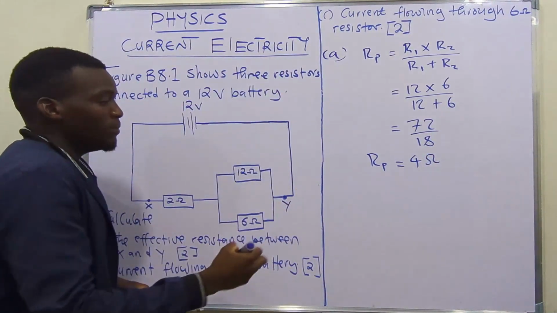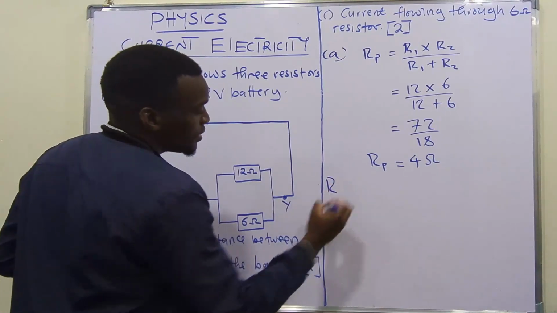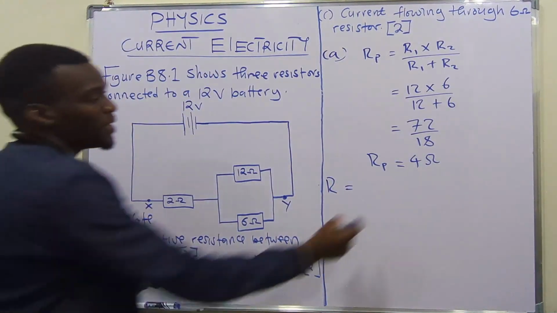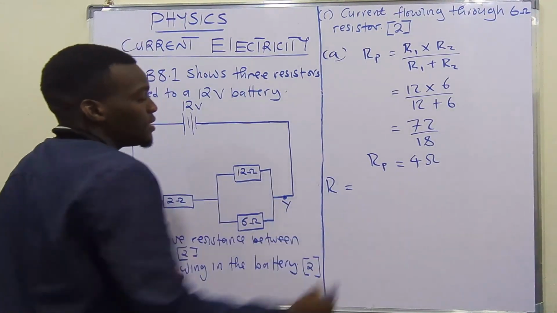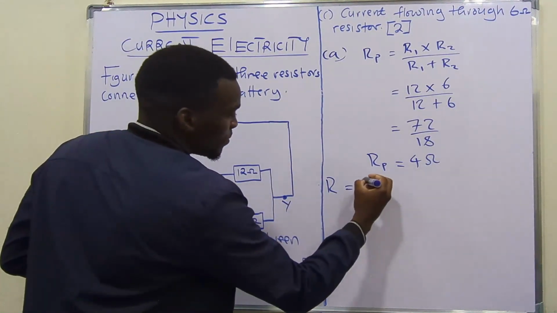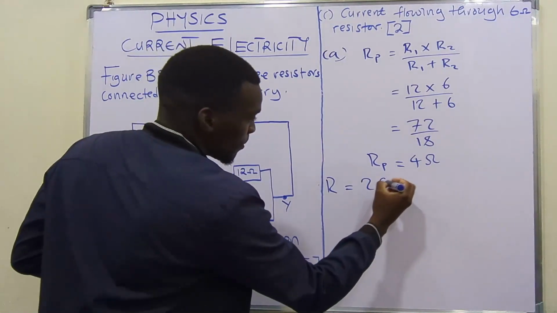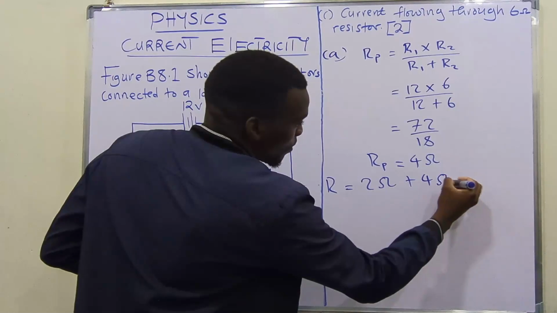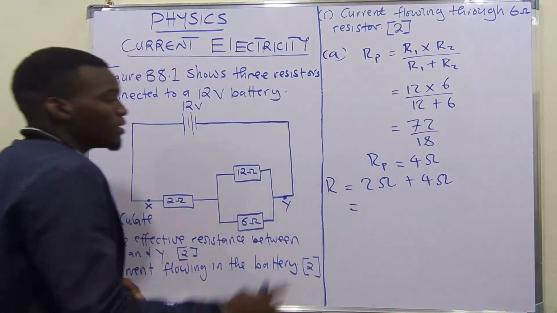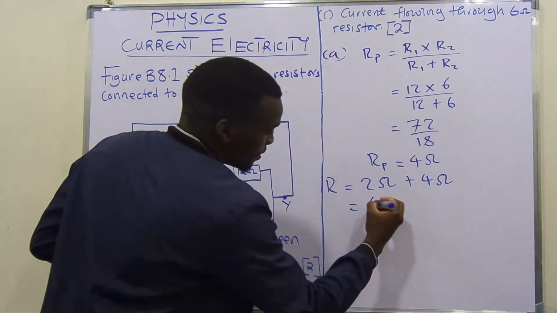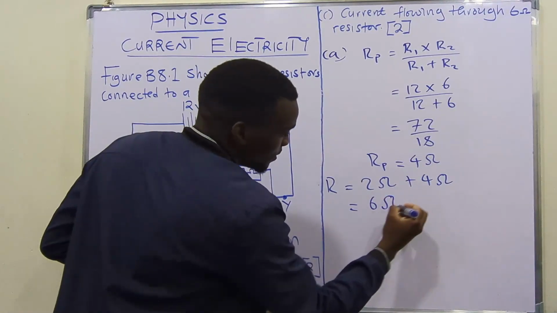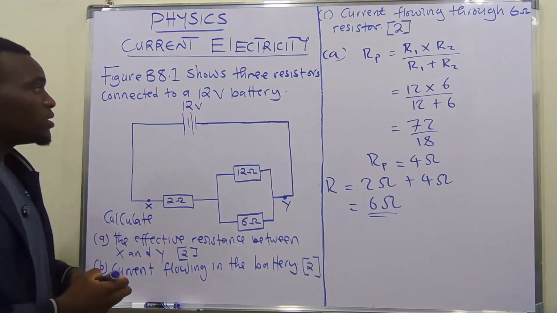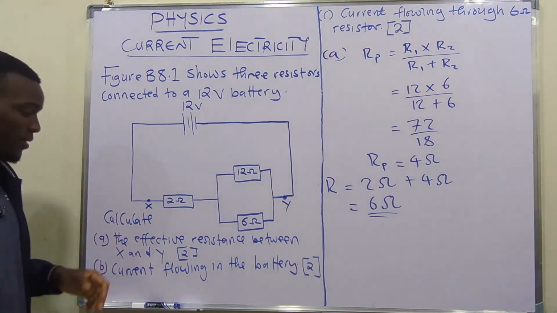And then from this one, we can now calculate the total resistance by adding the 2 ohms plus the resistance in parallel, which will be 4 ohms. 2 plus 4 will just give us 6 ohms. So 6 ohms is the resistance through this circuit.